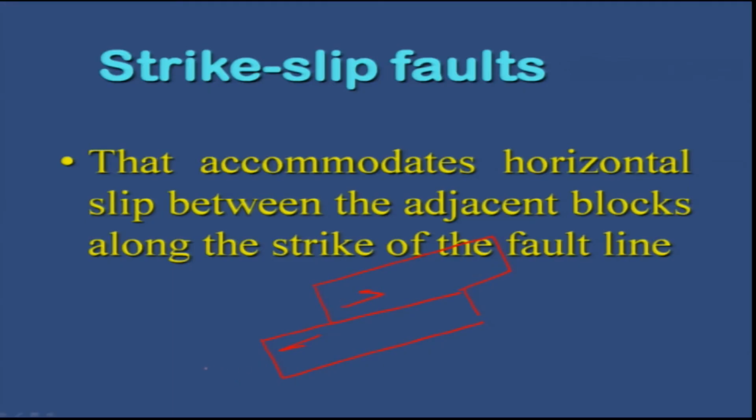So with the sense of where you are standing, you will say which block is moving. So this is your right, this is the right hand side and this is the left hand side. So this is termed as right lateral strike slip. We'll talk about this very quickly in the coming slide. So in short, strike slip faults accommodate horizontal slip between the adjacent blocks along the strike of the fault. So the strike of the fault will be somewhere here. This will be the strike of the fault.